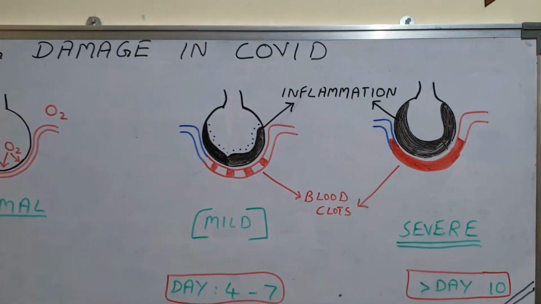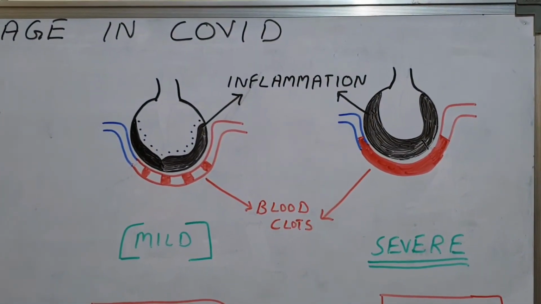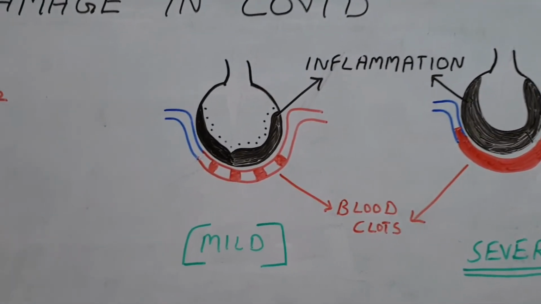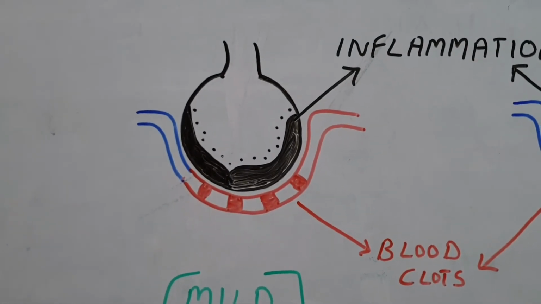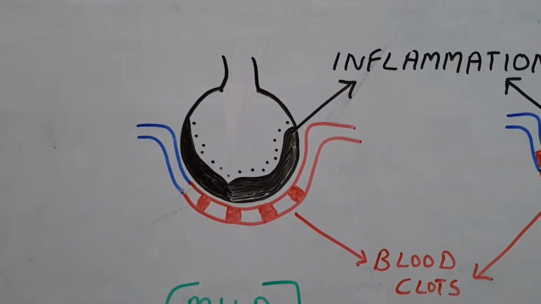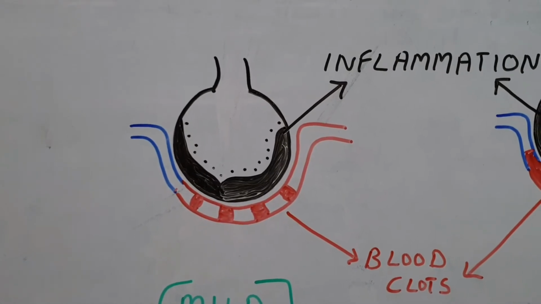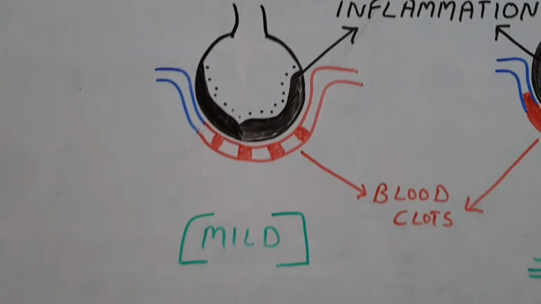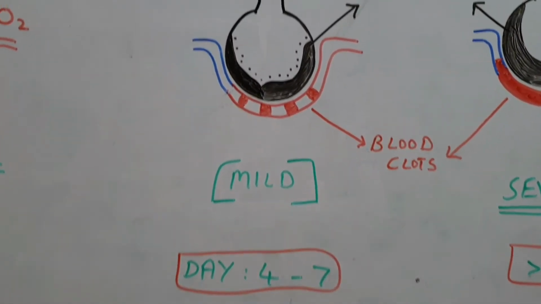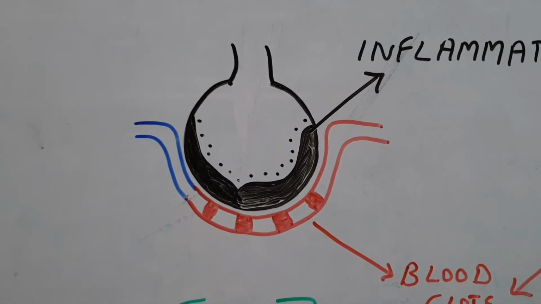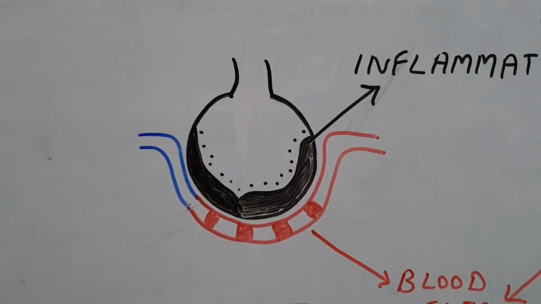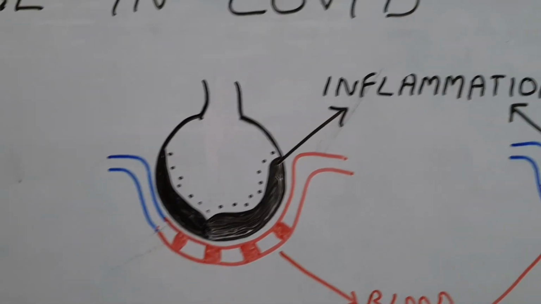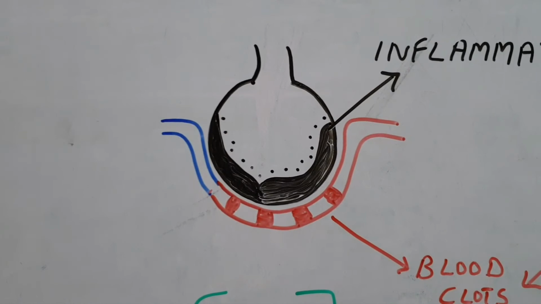Now coming to the alveoli that are infected by the COVID virus. As you can see here, the small black dots represent the coronavirus that have entered the alveoli. Once they enter, in the initial stages, let us say between day 4 to day 7, it's going to cause damage to the wall of the alveoli and they get swollen up. So that is called inflammation, represented by the black color.